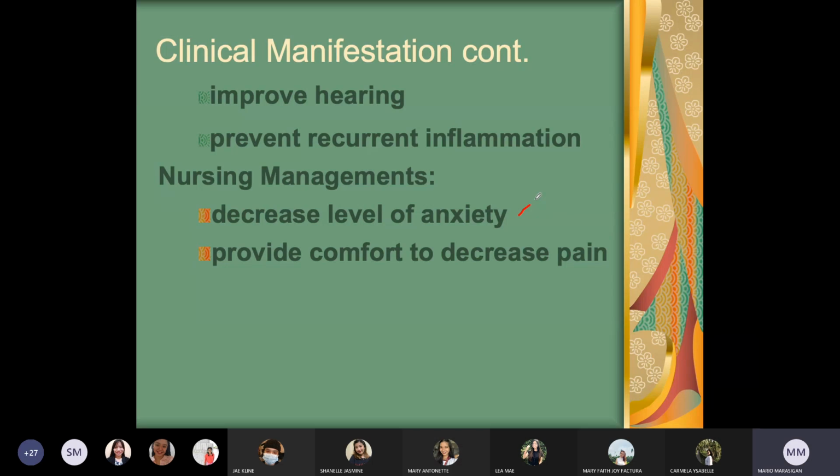So, provide comfort to decrease pain and prevention of injury and complications. So, pag tinanong what is the major complication of otitis media? Mastoiditis, no? Una-una, mastoiditis. And of course, hearing loss.